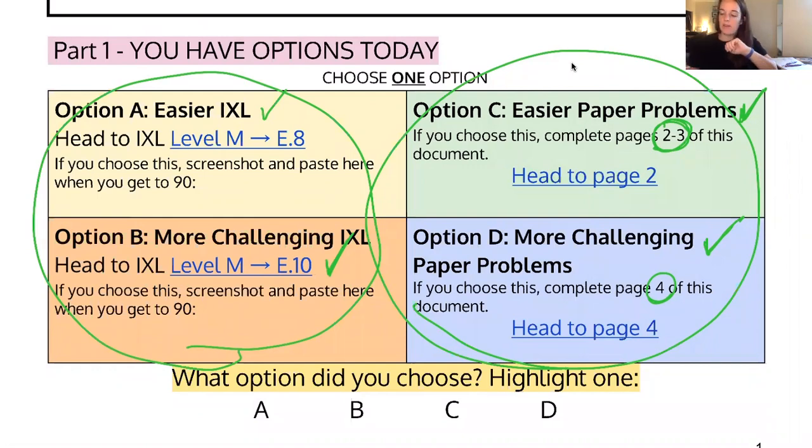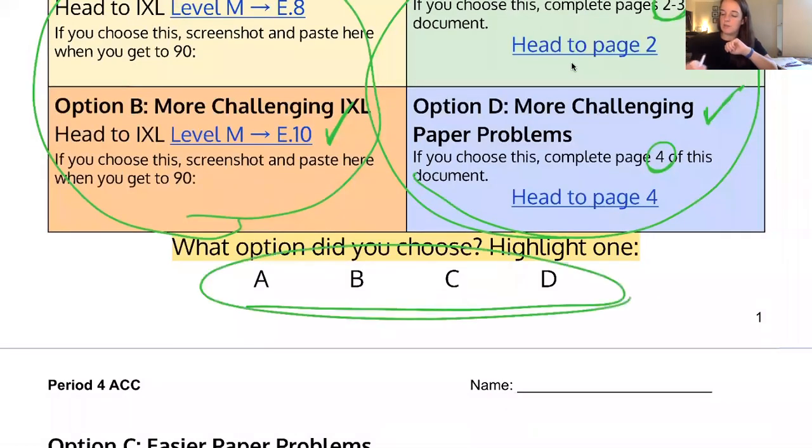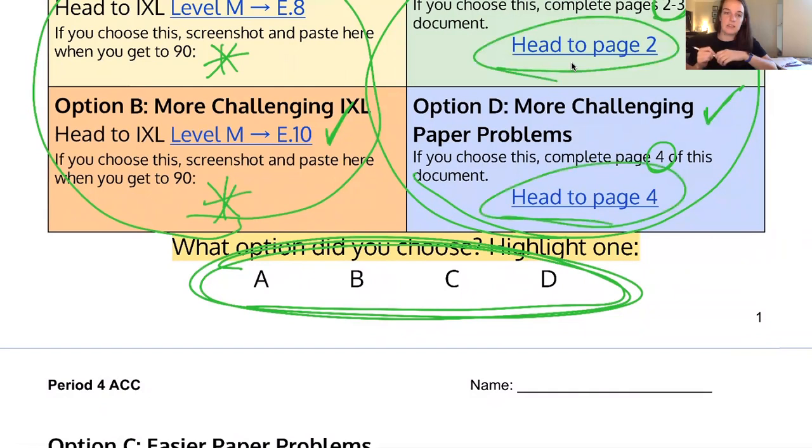All right. Whatever option you choose, you're going to highlight one of them here. Tell me which one. If you do a screenshot, put it here or here, depending on which one you do. And then if you're working on paper, you're going to click those links to add to the paper.